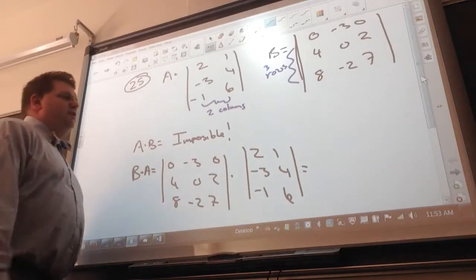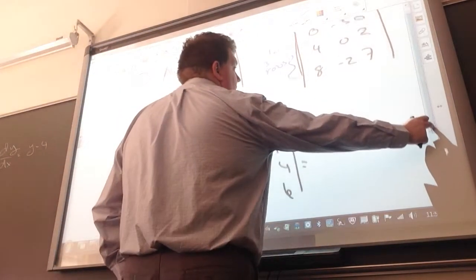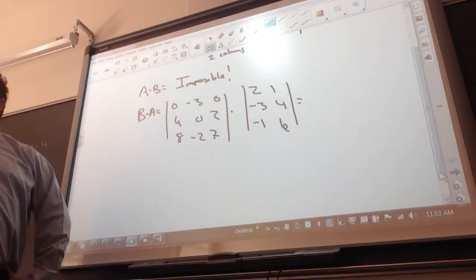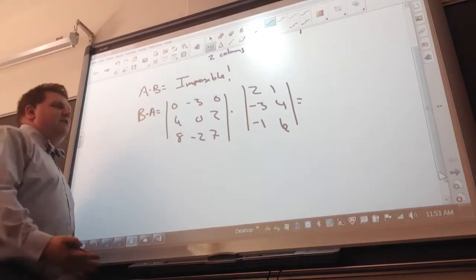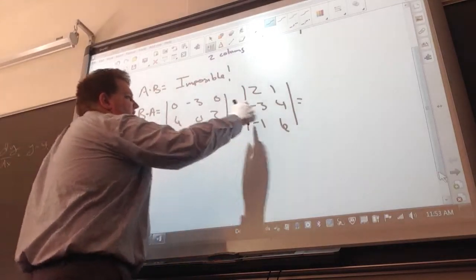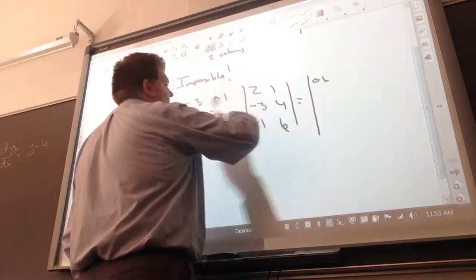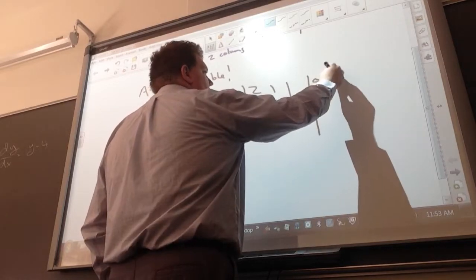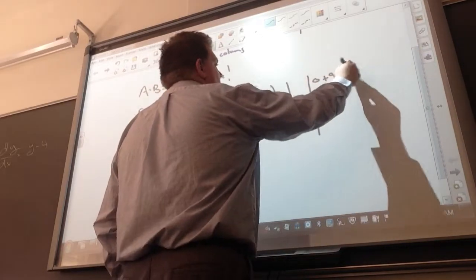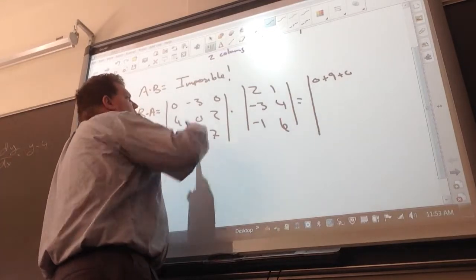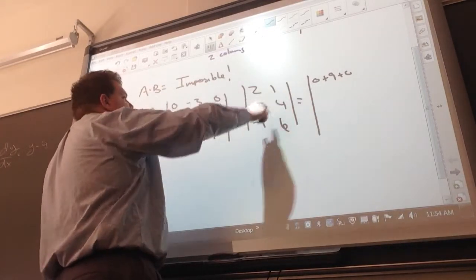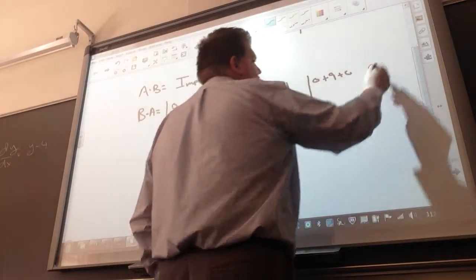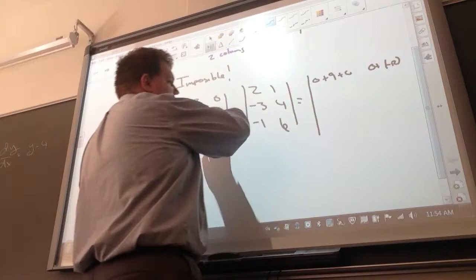All right. Doing this multiplication real fast here, basically just doing it by hand. Remember, we're going to multiply the row by the column. So it would be 0 times 2 plus negative 3 times negative 3, which is 9, plus 0 times negative 1. First number, 9, done. Then, same thing, just use the second column for our second number. 0 times 1 is 0. Negative 3 times 4 is negative 12. And then 0 times 6 is 0.